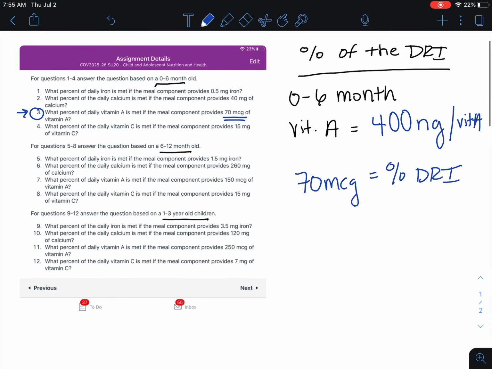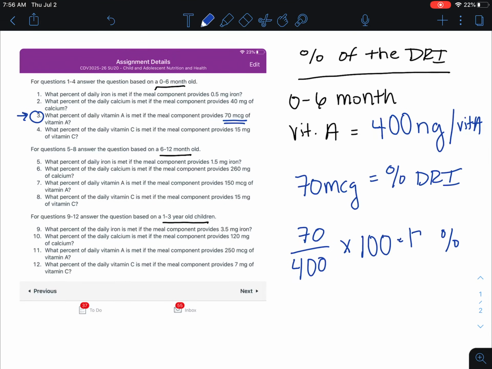What I'm going to do is take 70 and divide it by 400, and then multiply it by 100 to get my percentage. If you get that calculator out and do 70 divided by 400 and then times 100, it's going to equal 17.5. So this particular meal provides 17.5% of the daily vitamin A for a 0 to 6 month old.